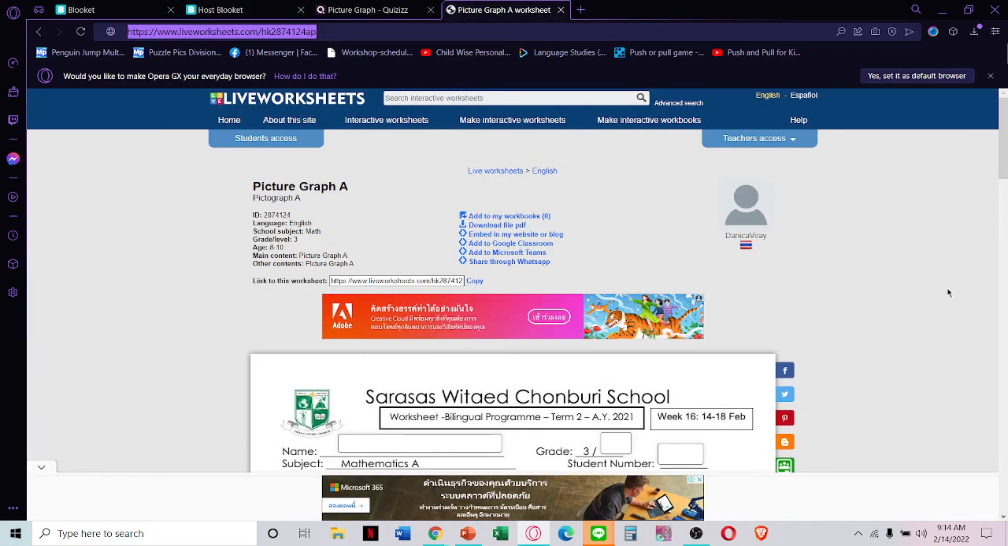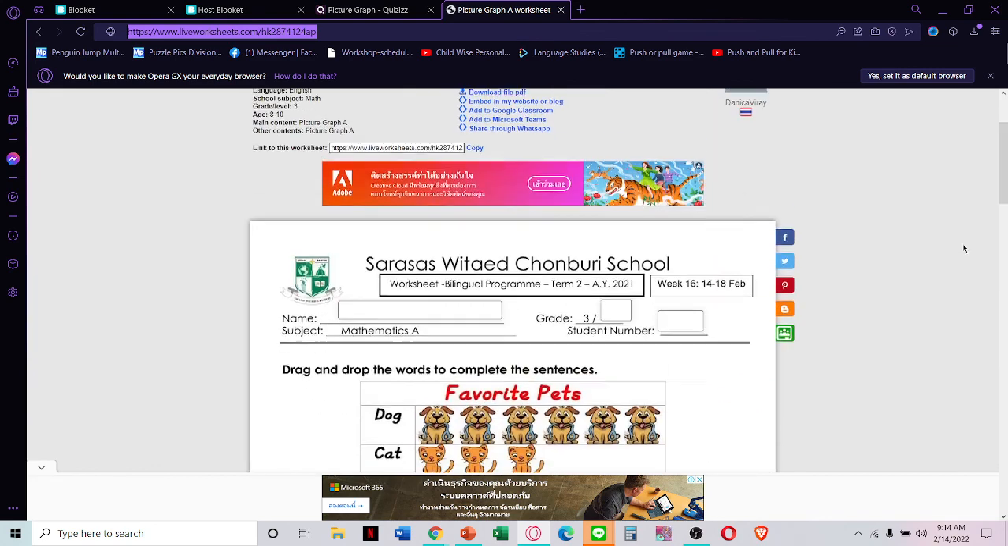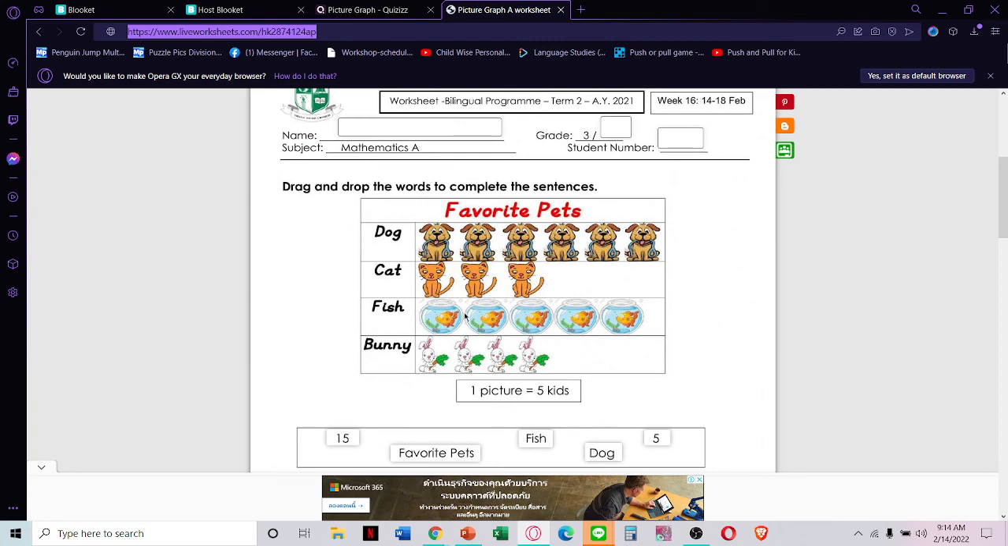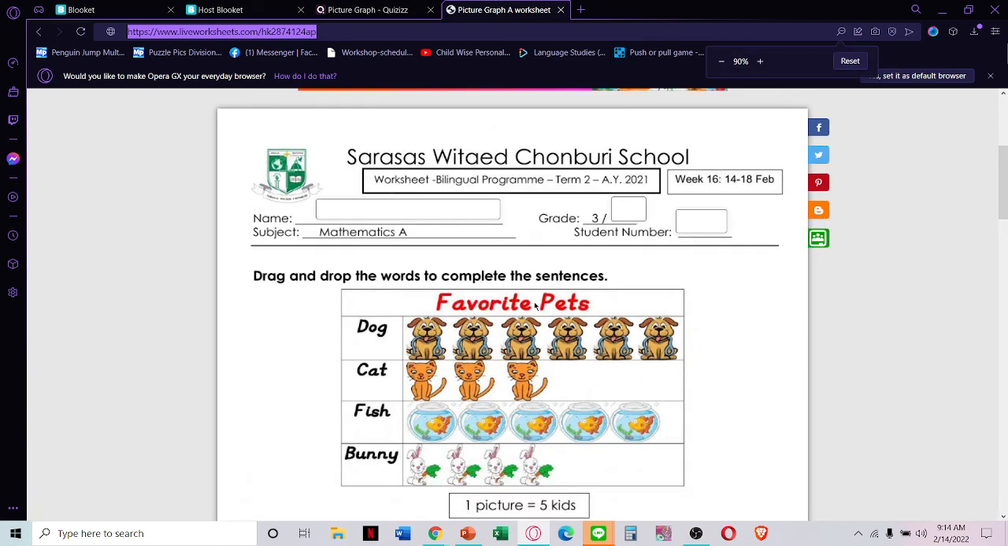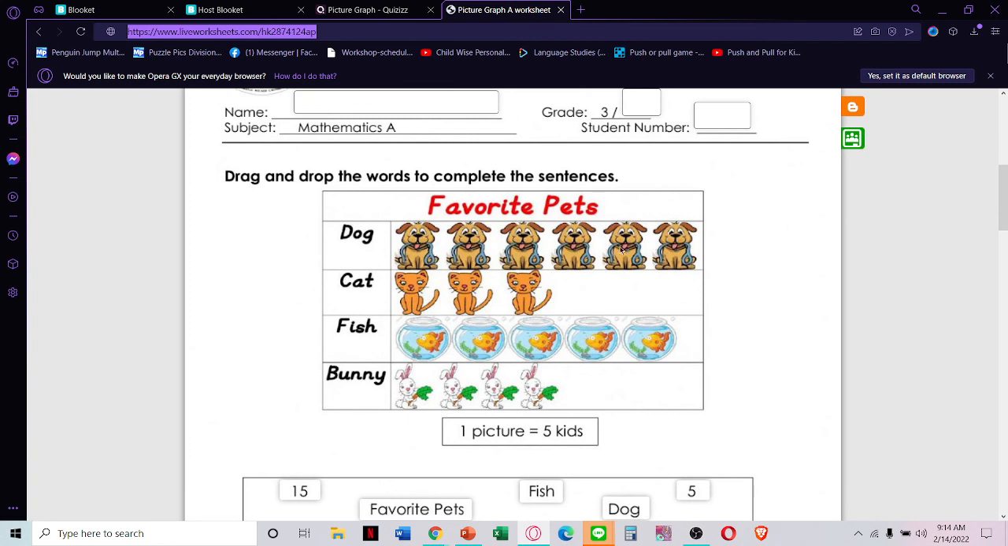Okay. Now let us go to our live worksheet. Can you see the live worksheet? Yes. Okay, so you just have to write your name, grade, and number. We have a picture graph which shows the favorite pets of how many kids? So we have one picture represents 5 kids. Okay? One picture represents 5 kids. So for the dog, we have this cat, fish, and bunny.